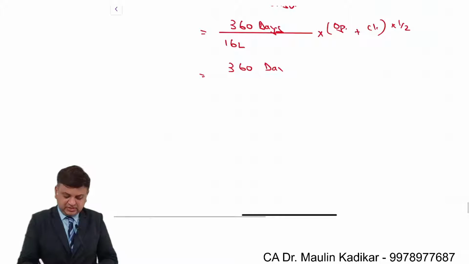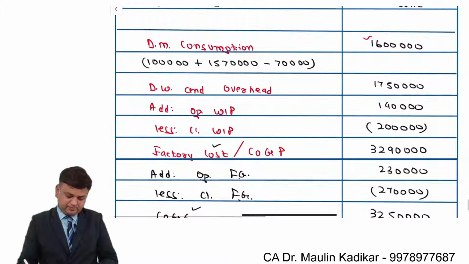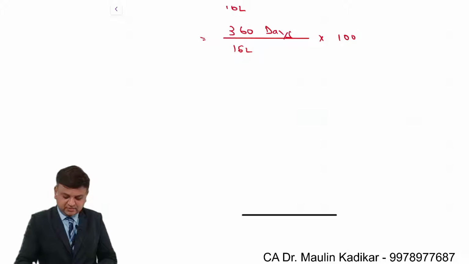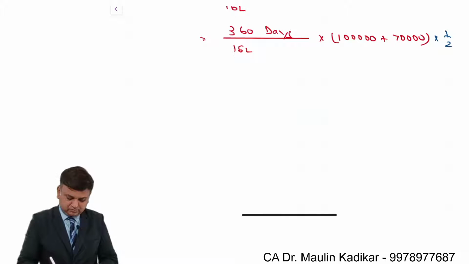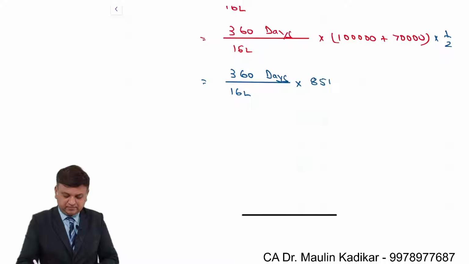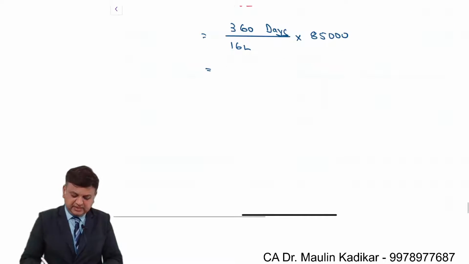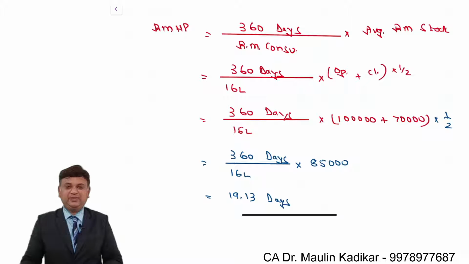So it is 360 days upon 16 lakhs into opening stock is 1 lakh, closing is 70,000. So the average of both of them is 85,000. So 360 days upon 16 lakhs into 85,000. So 360 into 85,000 divided by 16 lakhs comes to 19.125 days. So I'm taking 19.13 days, taking the answer up to 2 decimals. That is the way the raw material holding period is found.